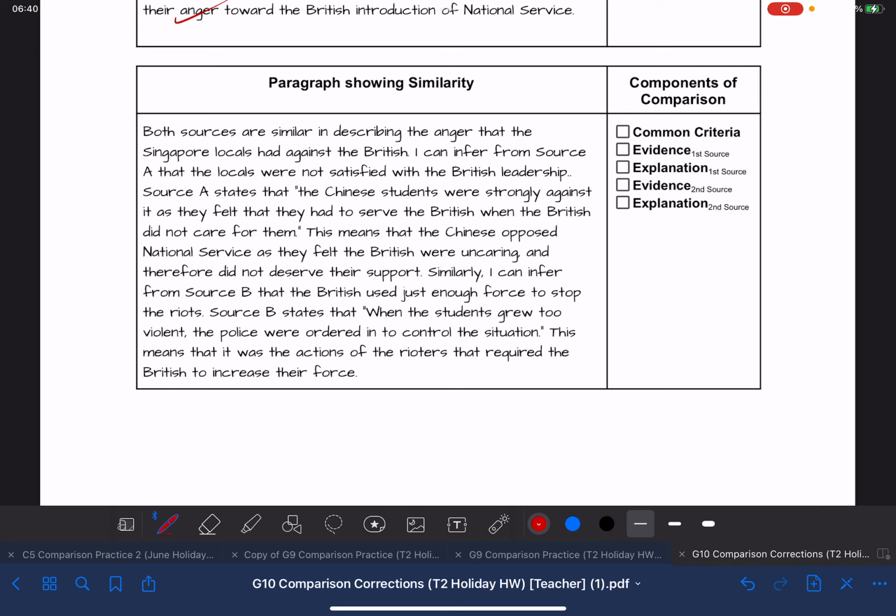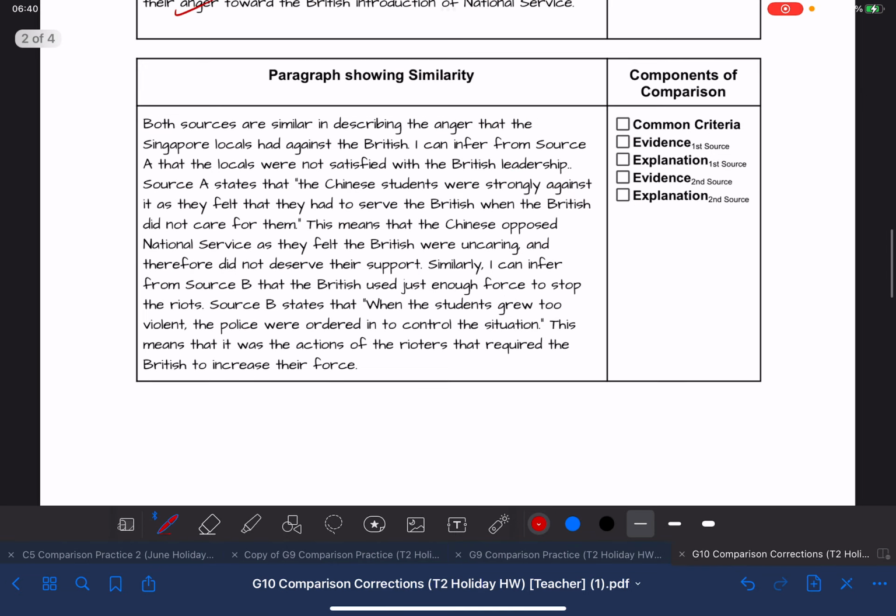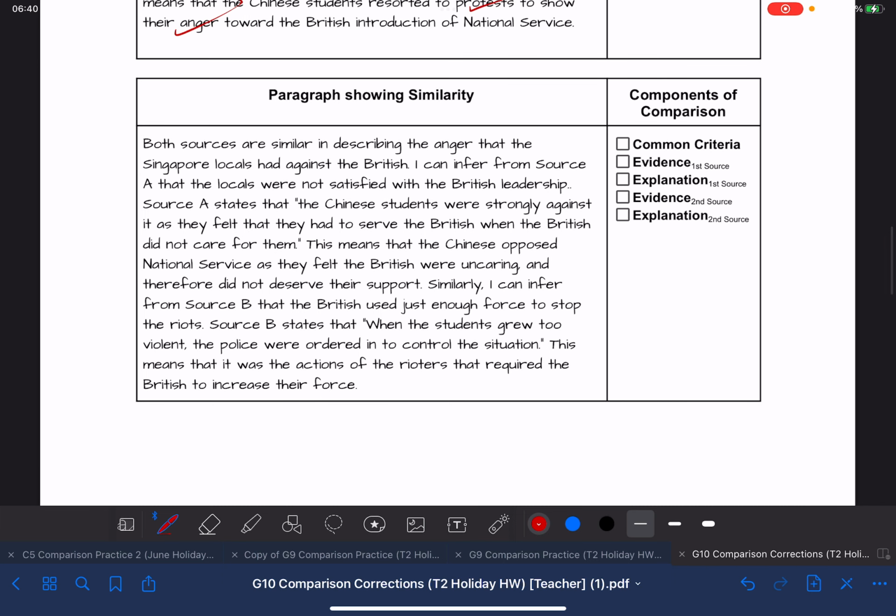Okay, at this point, I hope that you have already finished marking for this. So what I would like you to do is to compare my marking with your marking. Ideally, we have done this in different colors. Let's read the first sentence together. Remember, the question is how different are sources A and B? Both sources are similar. So I'm going to underline this.